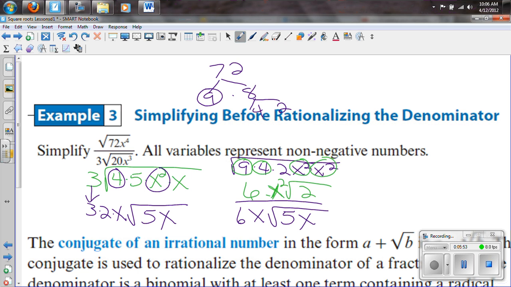Now why did we do that first? Because now we can do some nice canceling so that we can simplify this before we actually multiply both by the square root. So we're going to cancel the 6's, we're going to cancel the x's, and all we have left is x squared root of 2 over square root of 5x.